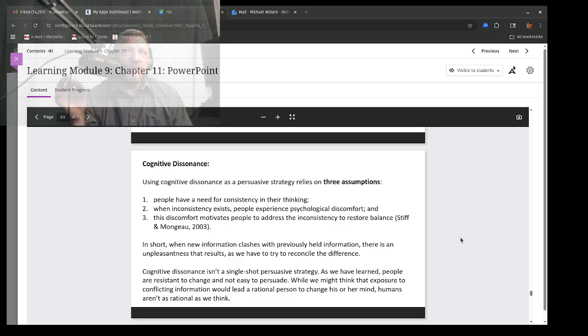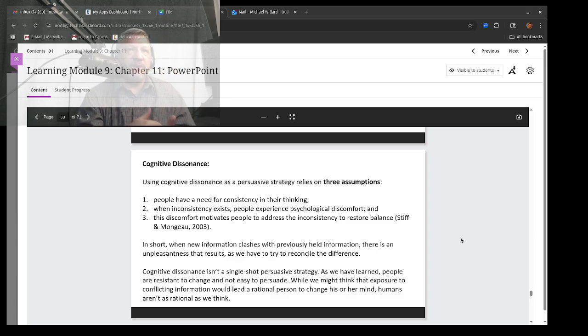it's based off three assumptions. People have a need for consistency in their thinking. When inconsistency exists, people express psychological discomfort, and this discomfort motivates people to address the inconsistency to restore a balance within their brain, within their thoughts, within their beliefs. So when we get new information that clashes with previously held information, we deal with a period of unpleasantness, hence cognitive dissonance, and we have to try to reconcile that difference in our brains.